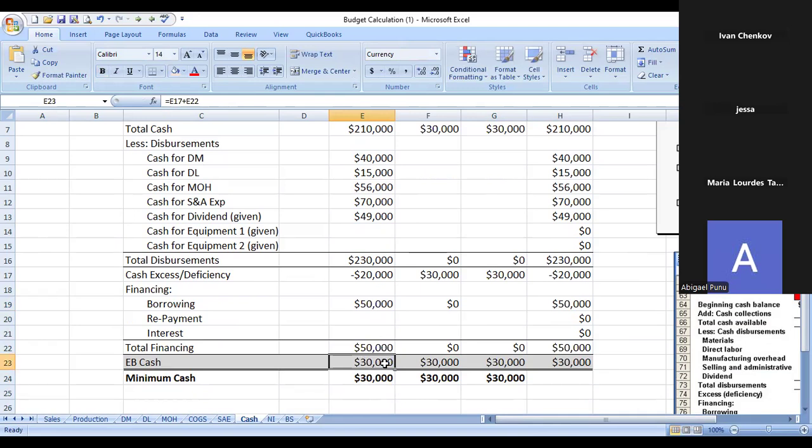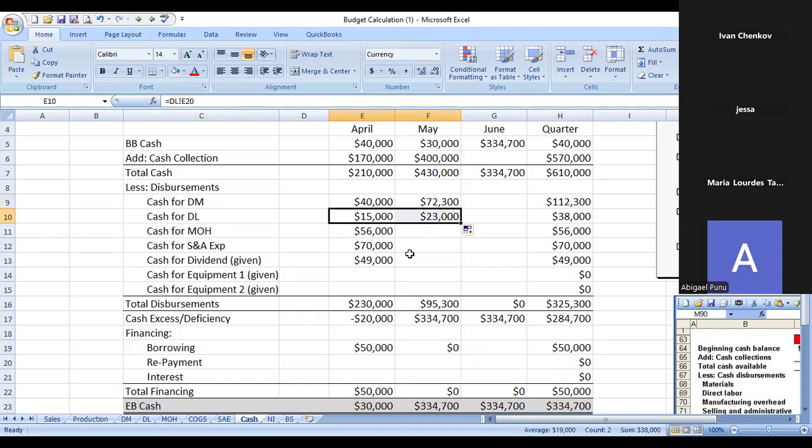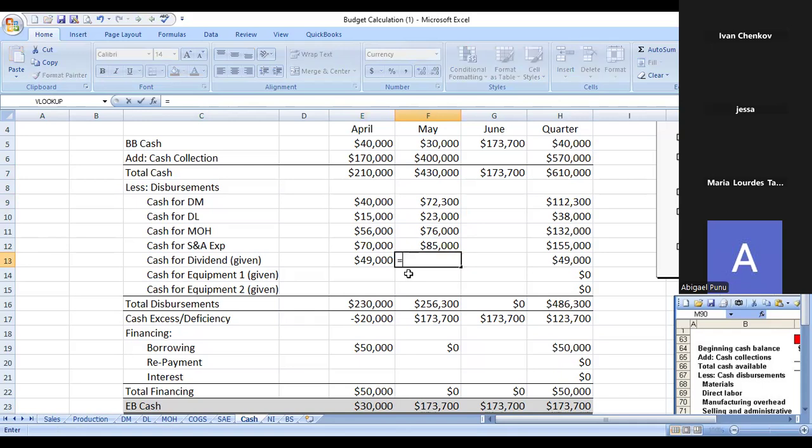Let's see now May. The beginning cash of May is the ending balance of the cash in April, which is $30,000. Then we're going to collect our sales for May, which was $400,000. Now we have $430,000 cash available. Then we're going to get the cash for direct material, direct labor, manufacturing overhead, and sales administrative expenses. There's no dividend. We're not paying a dividend again.